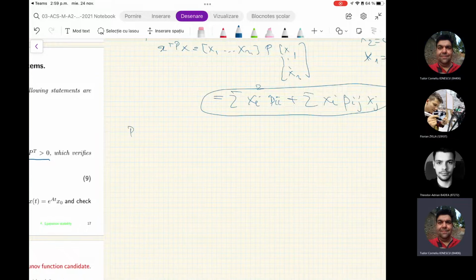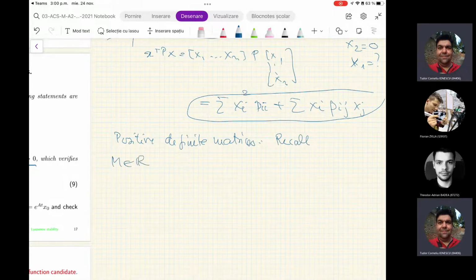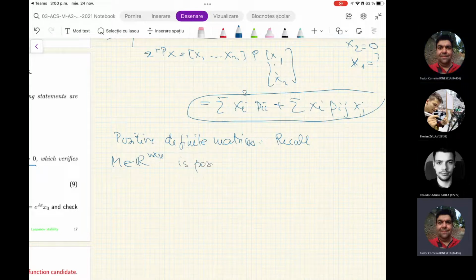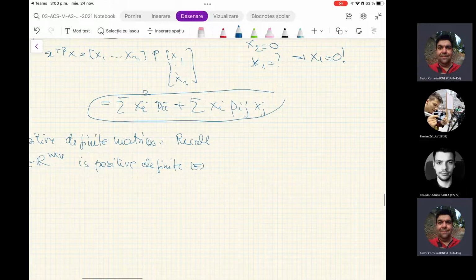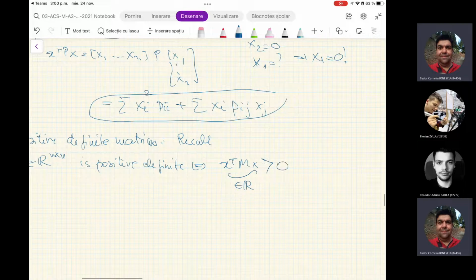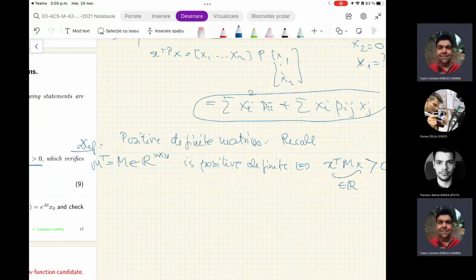So, positive definite matrices. I just recall: M in R, a square matrix of order n, is positive definite, and usually we talk about symmetric matrices when we talk about positive definiteness, if and only if x transposed Mx, this is a scalar, this belongs to R, is positive for all x in Rn. This is the definition.